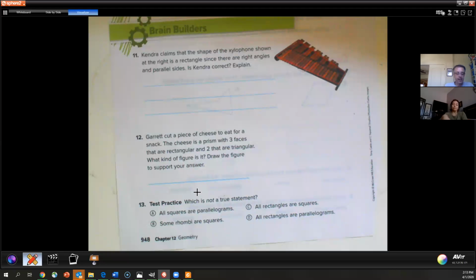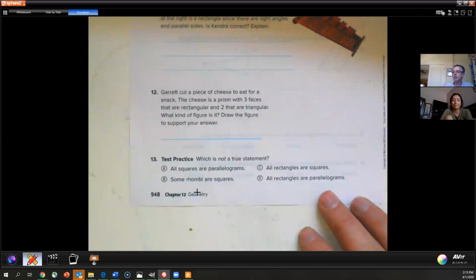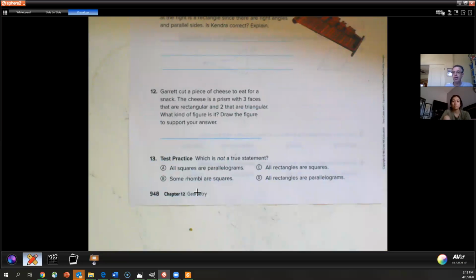Great. And for number 13, I just want you to do this. It says here, which is not a true statement. Just write down, the statement that is not true is, and just finish it with the answer sentence. Please don't just say B, C, D, A. Make sure you actually write the whole thing for us. That way, you demonstrate that you understand what you're writing.